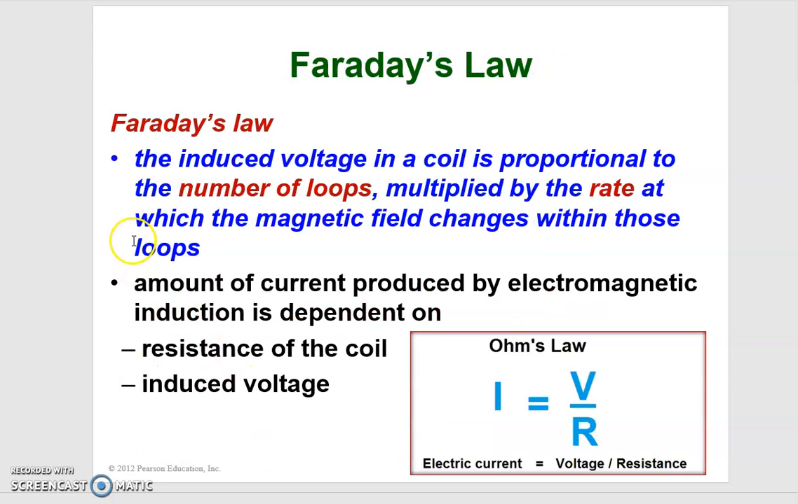So what happens is this, Faraday's law. The induced voltage in the coil is related to the number of loops multiplied by how fast the magnetic field is changing with respect to time. And the magnitude of the induced current is determined by Ohm's law again, because now you can find the induced voltage here. So the induced current is determined by the induced voltage divided by the resistance.